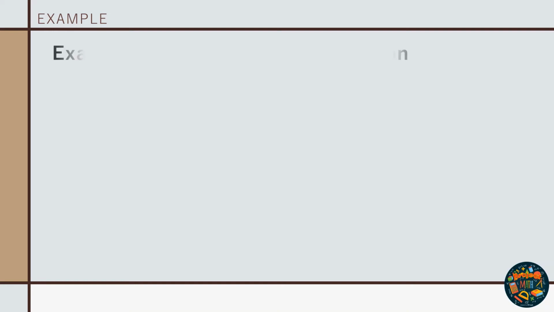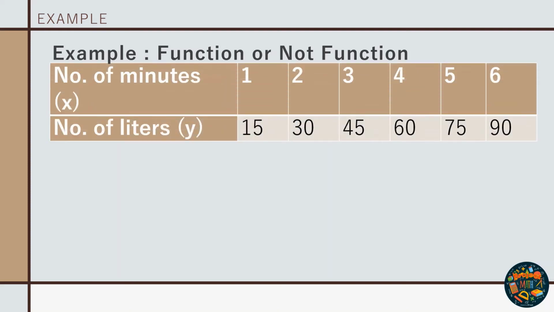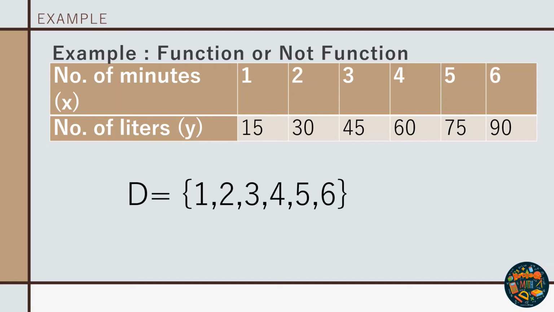For example, we have to identify whether the given table is a function or not a function. So let's say we have the number of minutes and the number of liters. To identify whether it is a function or not function, tingnan natin yung ating domain. Ang domain natin ay 1, 2, 3, 4, 5, and 6. As you can see, walang naulit o walang repetition sa domain or sa abscissa, meaning that this is a function. Okay, so let's try another.